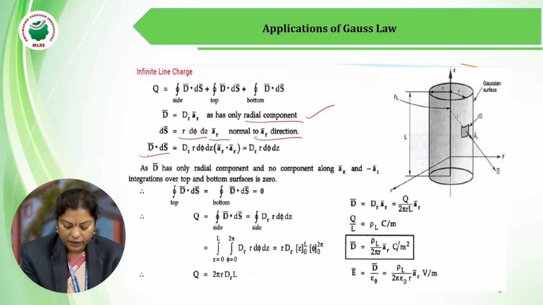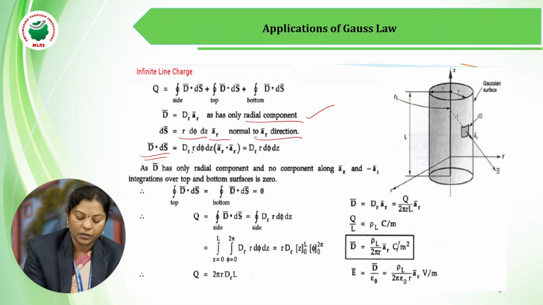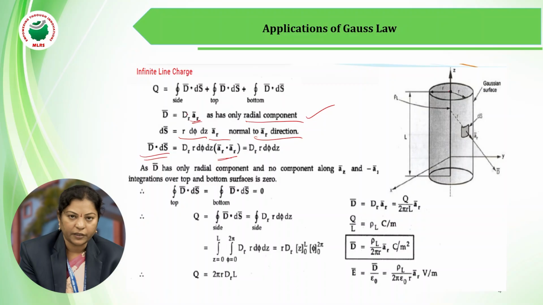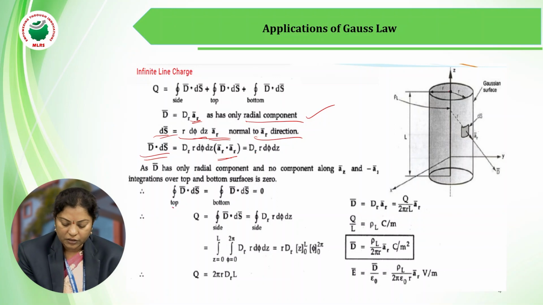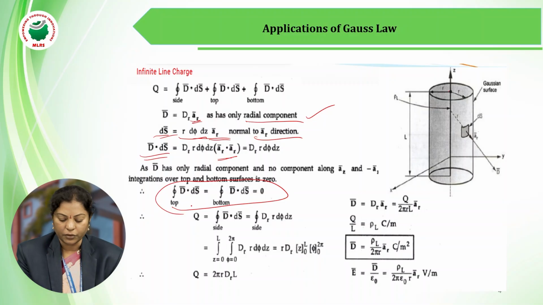So after substituting in D dot dS, we get dr into r dφ dz into ar dot ar. Already we have Dr into ar, and the dS component is r dφ dz into ar. So we get Dr r dφ into dz. Here these two components are equated to 0. So now the total charge equals only the side surface, that is D dot dS, which is nothing but Dr into r dφ dz.